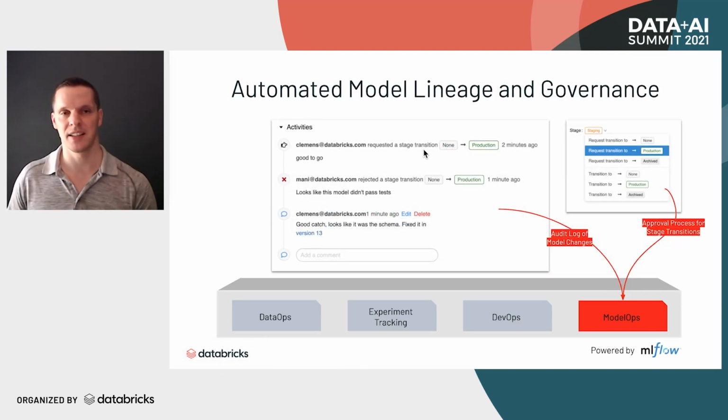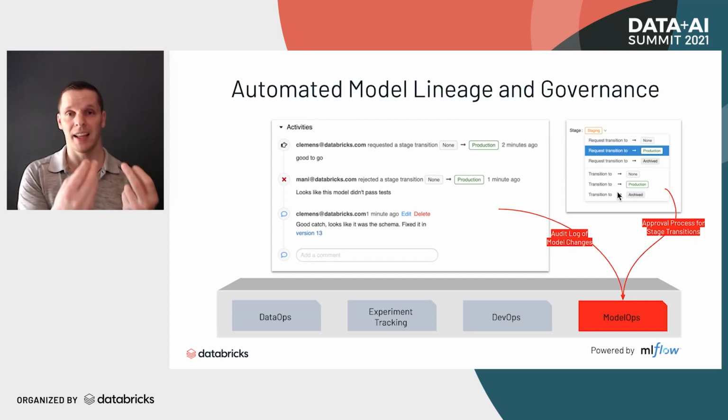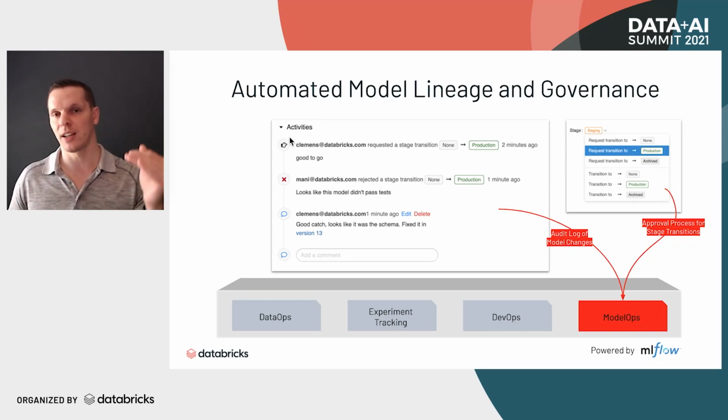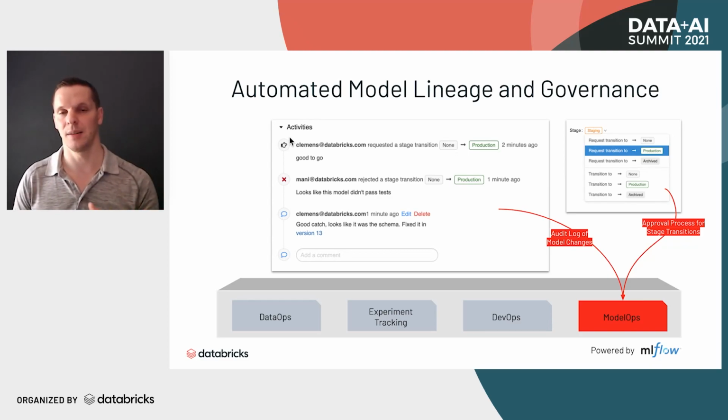So on this slide, you can see actually the stage requests and stage transitions, which again depends on your access controls. So if you don't have access to make a model production, all you can do is request a transition to production. And then someone else who has the appropriate access controls gets notified and can reject or approve your request. And we keep a full audit log of those activities, so you can basically tell when changes to your model happen and when it was made production, when it was archived again.